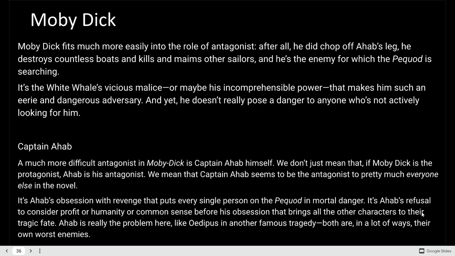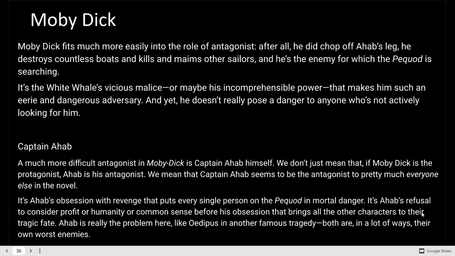Then there's a story called Moby Dick. Moby Dick fits much more easily into the role of the antagonist. He chopped off Ahab's legs. He destroys countless boats and kills and maims other sailors. He's the enemy for which the Pequod is searching. Any idea who Moby Dick could be? It is a white whale. And he is the villain in the story. And he is eerie, and he's a dangerous adversary. But he doesn't pose a real threat to anyone who is not actively looking for him.